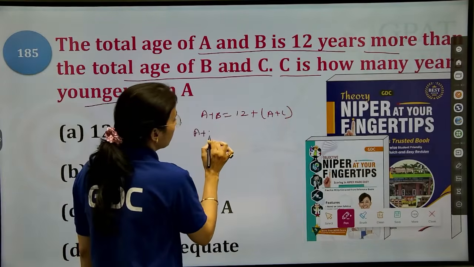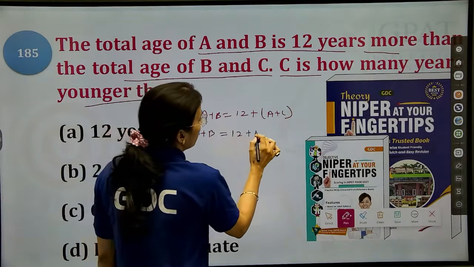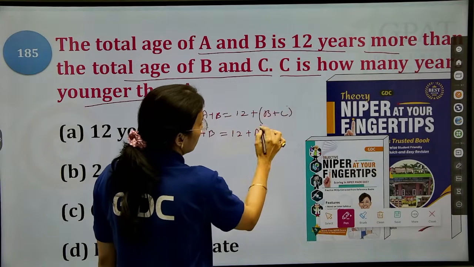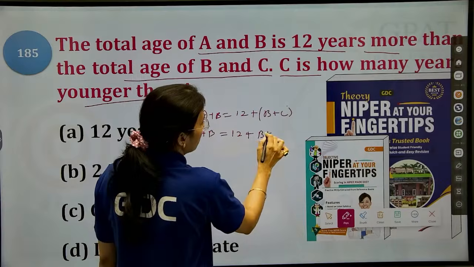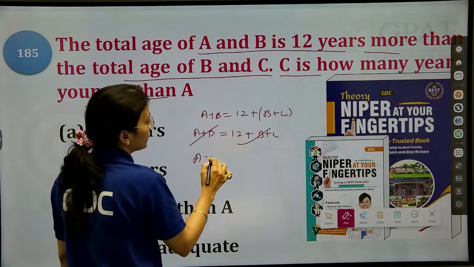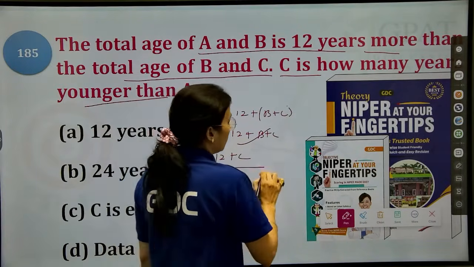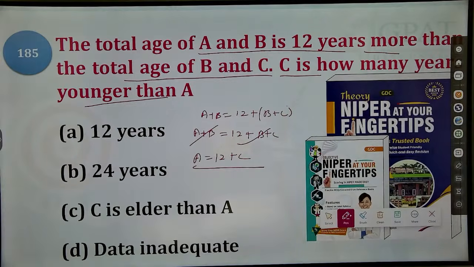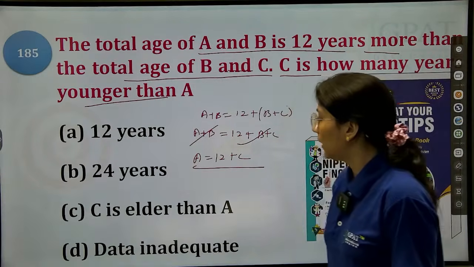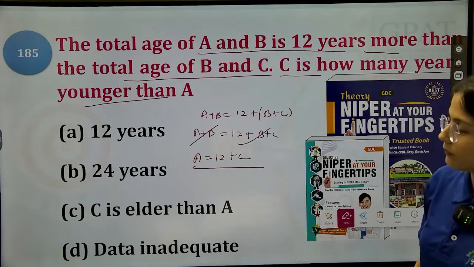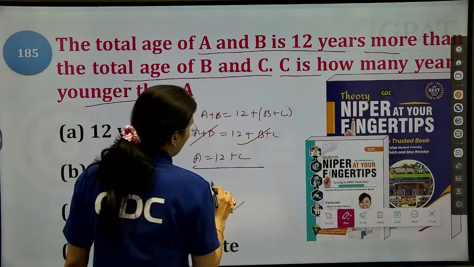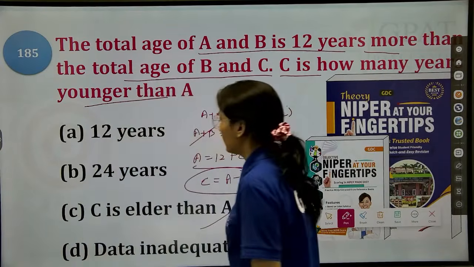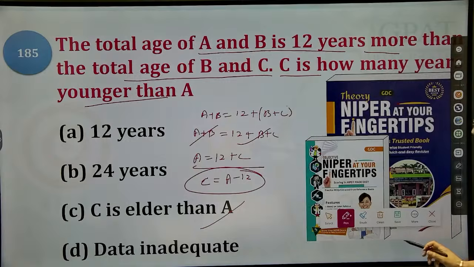So A plus B is equal to 12 plus B plus C. So B cancels B, so A is equal to what? That is 12 plus C. So we can say that C is younger than A because C is A minus 12. Option number C is correct.